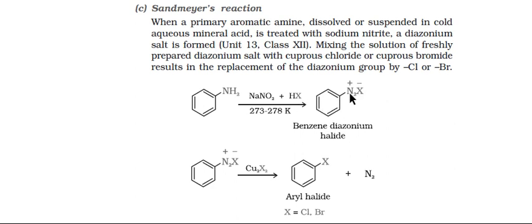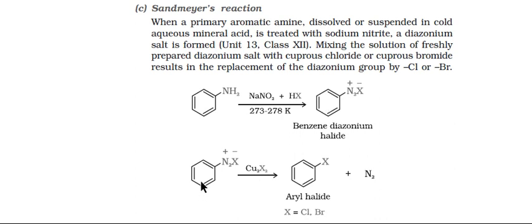The reaction is highly exothermic in nature. That's why the reaction takes place at very low temperature, as mentioned here, 273 to 278 Kelvin. As we know, 273 Kelvin equals 0 degrees Celsius, so 278 Kelvin equals 5 degrees Celsius. So the reaction proceeds at very low temperature, 0 to 5 degrees Celsius. At 0 to 5 degrees Celsius, when aniline reacts with NaNO2 plus HCl, it gives benzene diazonium halide. This is the first step of the Sandmeyer reaction, and the same for the Gattermann reaction.